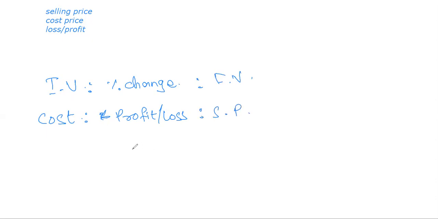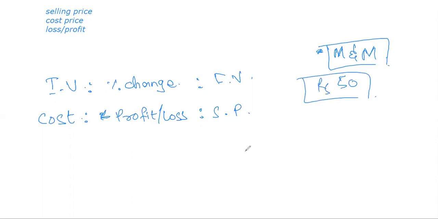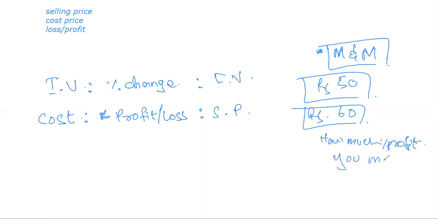सही है? Clear? So for example, I bought a packet of whatever. I bought a packet of M&M. सही है? At a cost of, let's say, I don't know how much the price is. At a cost of 50 rupees, let's say. सही है? I sold it at the price of 60 rupees. And the question is asking me, find how much profit you made in terms of percentage. How much percentage profit you made.